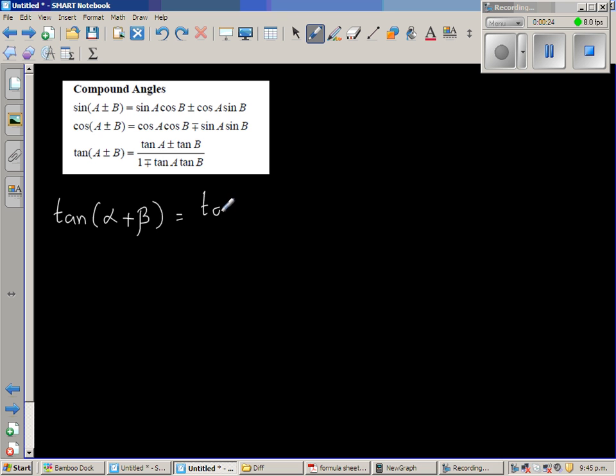So this is tan alpha. If it is plus, you put a plus, so tan alpha plus tan beta over the denominator, which would be 1 minus. If it is plus, you put a plus in the numerator, and in the denominator you put a minus between 1 minus tan alpha tan beta.